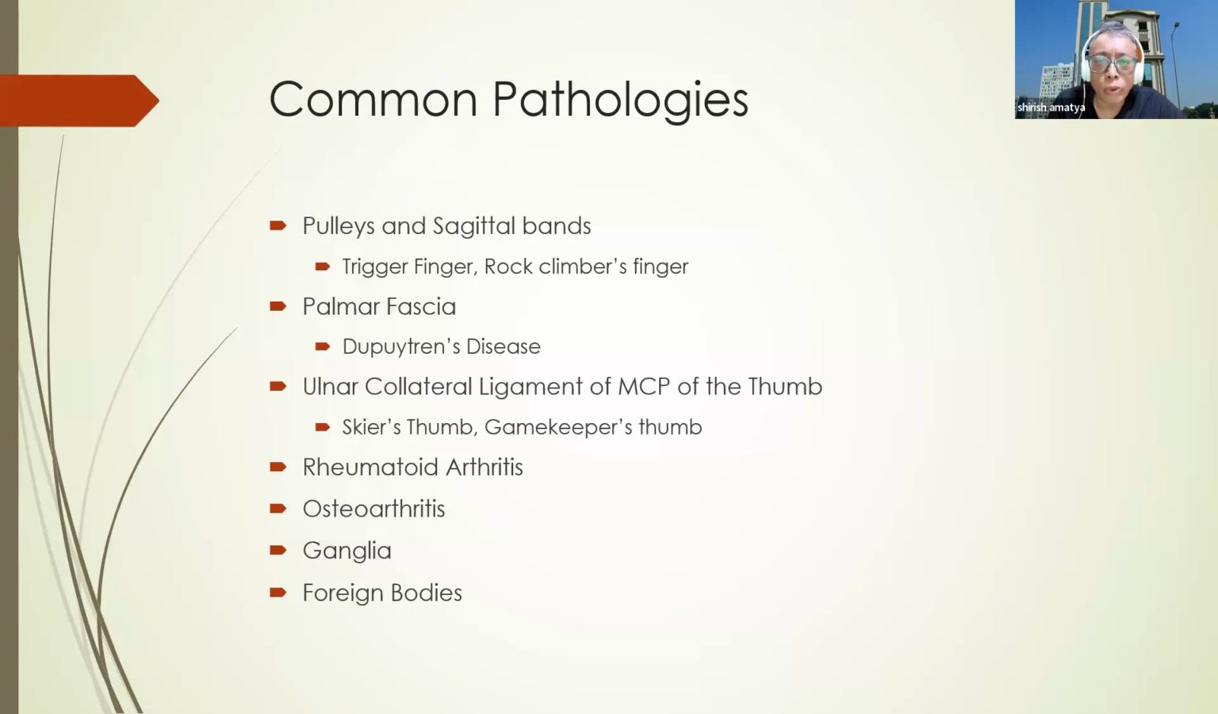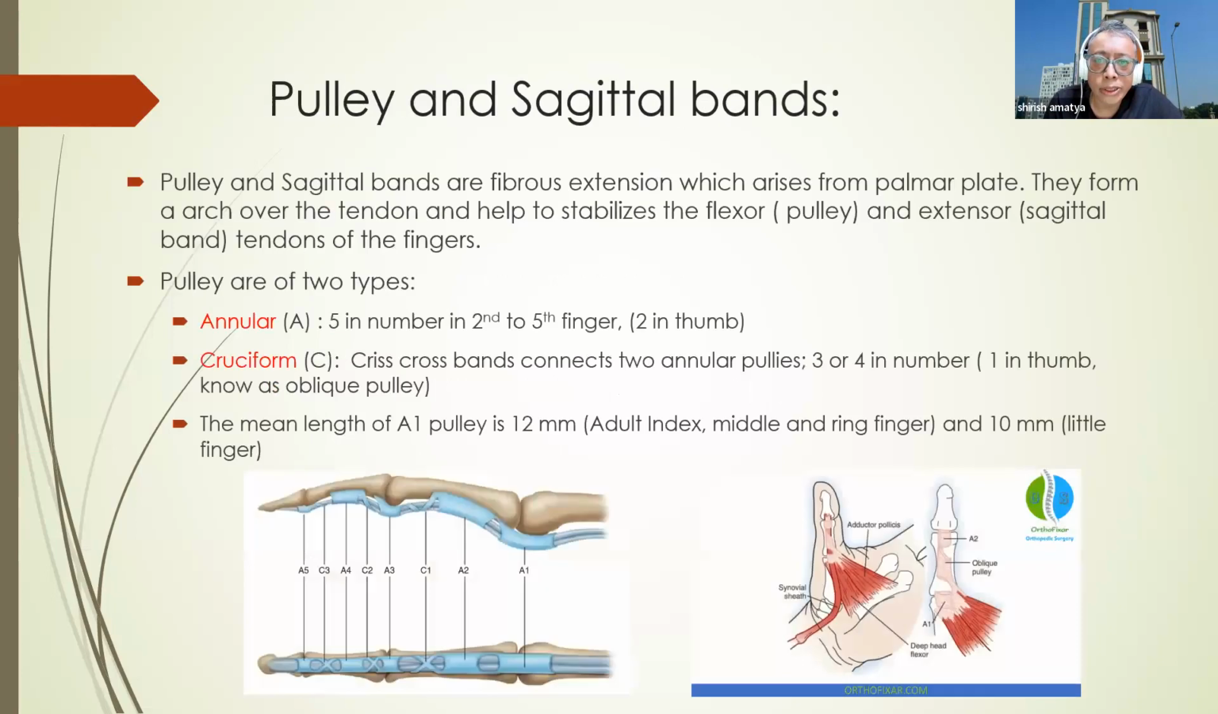We'll be talking about pulleys and sagittal band, as well as palmar fascia, a few collateral ligaments, and finally foreign bodies in the hand. Rheumatoid arthritis, osteoarthritis, and ganglia have been covered by Dr. Milton, but I'll go through those topics very briefly. So without wasting your time, I'll start first with pulleys and sagittal band.